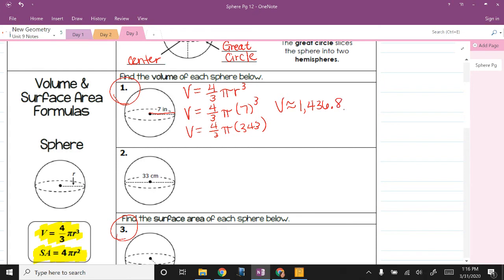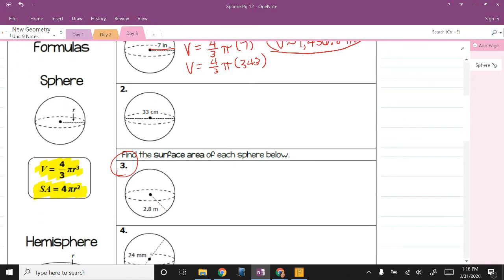1,436.8. And this is volume, so it's going to be cubic inches. So that's the volume of my sphere. Okay. Number 3, we're going to skip down, and it says to find the surface area of the sphere.